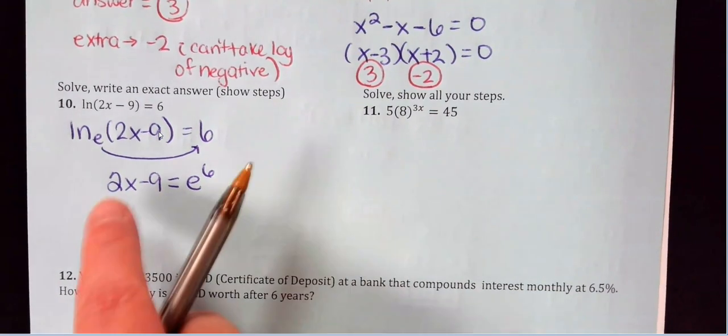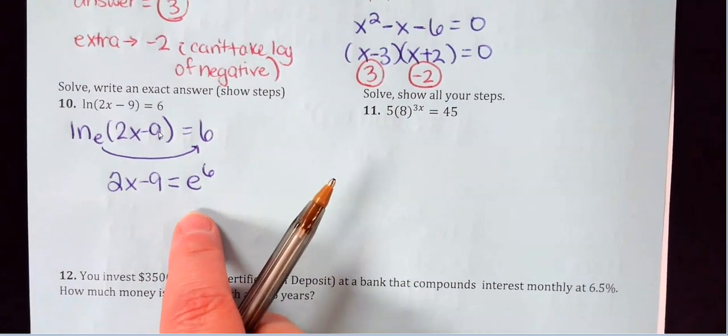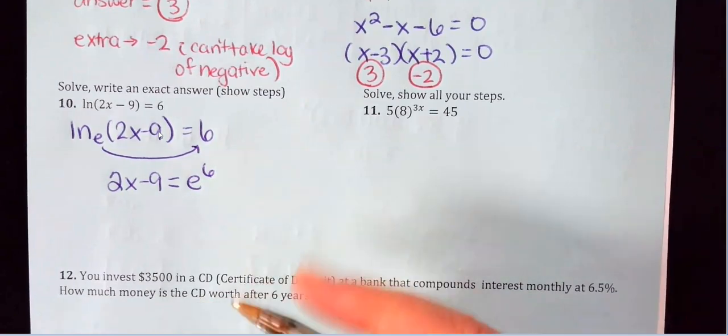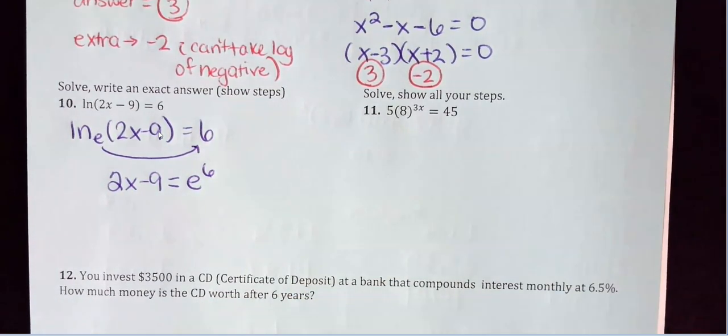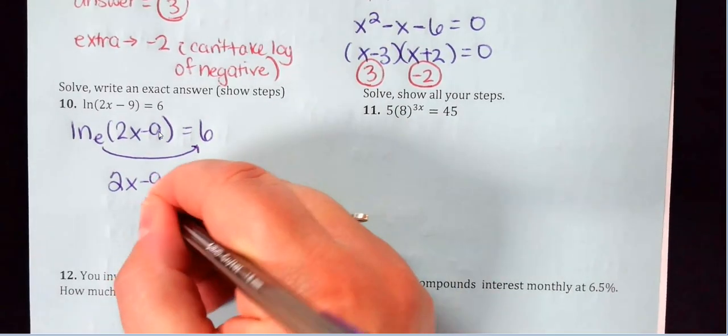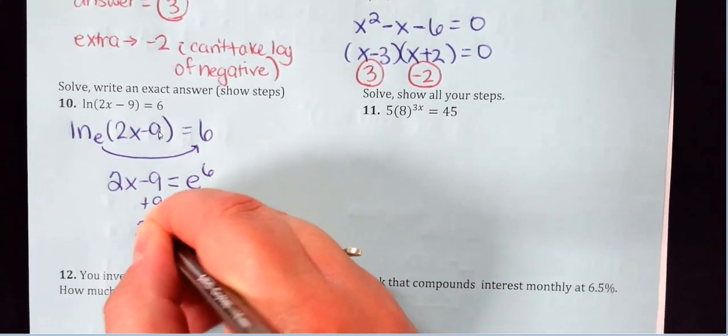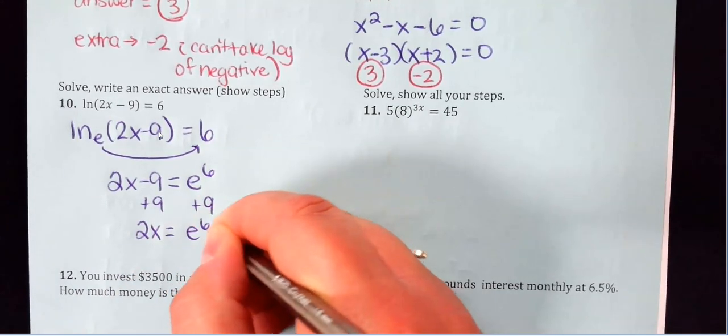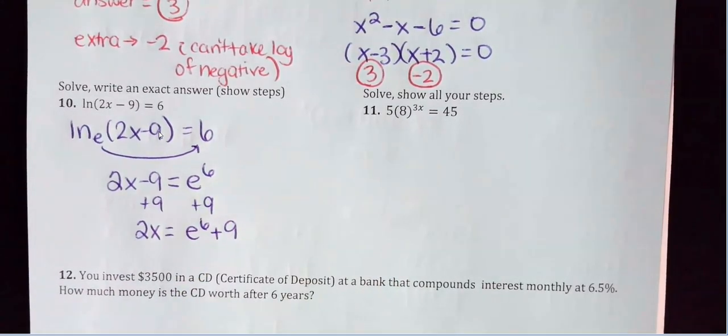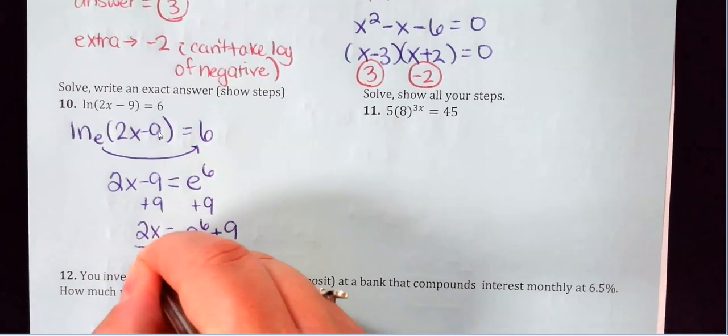After you move that, what would you do if you're trying to get x by itself? I've got 2x minus 9 equals e to the 6. What would you do next? Add 9. Okay, so then I'd have 2x equals e to the 6 plus 9. And then I need to get the x by itself, so I'm going to divide by 2.